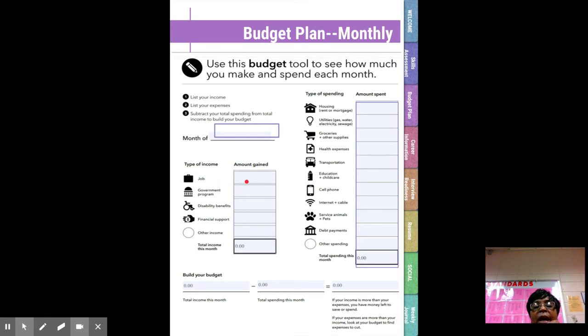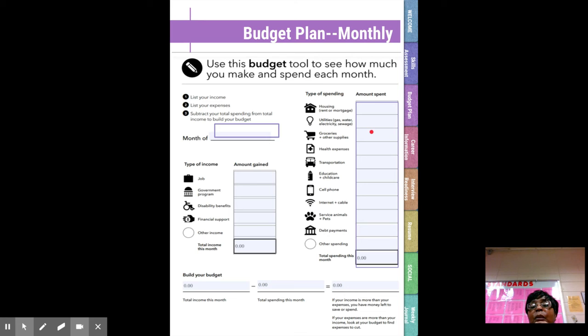So what you're going to do is say how much you make on your job. Do you receive any disability benefits? We know that you don't. Do you get any other type of financial support or any other income? Then this will be your total income that you make for the month. So you'll put your total in here.